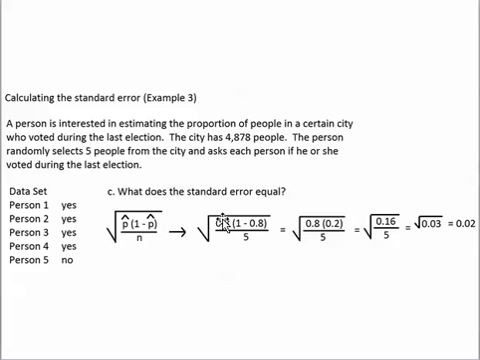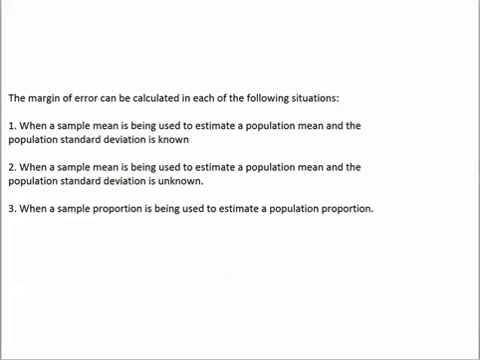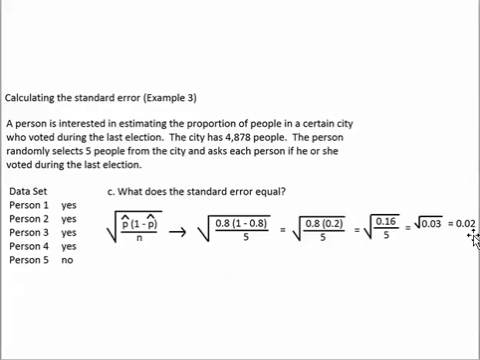Remember that this p hat of 0.8 was what we solved for in the last question. We're just taking the number we found last time and plugging it into this formula. So since the standard error is 0.02, that means that we think that the unknown population proportion is about 0.02 from our sample proportion. So the sample proportion is 0.8, because 0.8 of our sample voted. And we think that the proportion of the entire population who voted is roughly 0.02 away from 0.8.